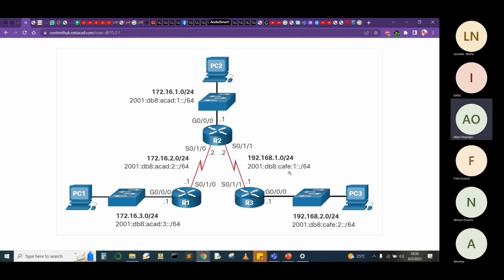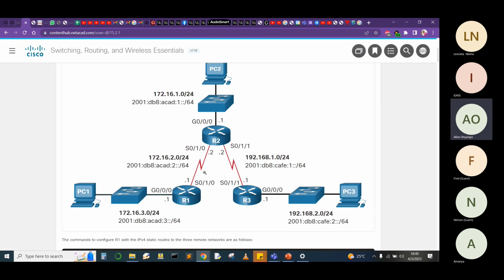2001:DB8:CAFE:1::/64. This is my own way of calling them, just to make it simpler, because people tend to shy away from IPv6. Instead of saying CAFE, which is very heavy on the tongue, I just say DB8, ACAD, for example, and I feel most of my students find it easier to call it like that. And the last remote network, of course, is here, 2001:DB8:CAFE:2::/64. All right. And so this is for IPv6.